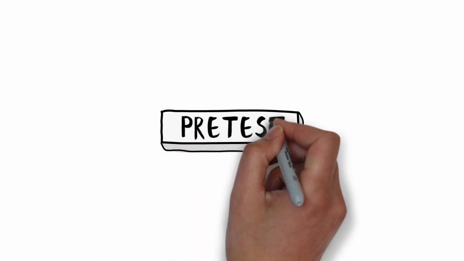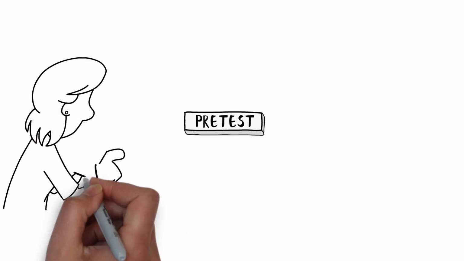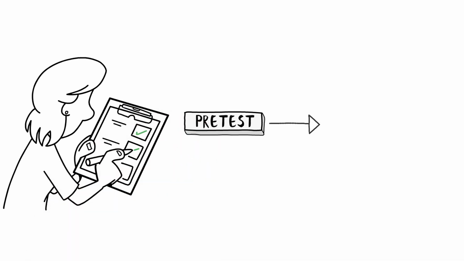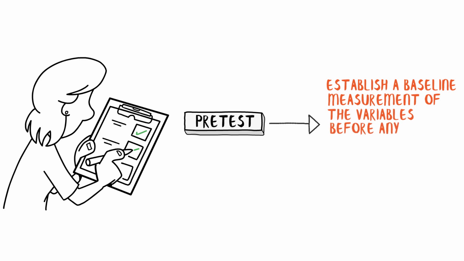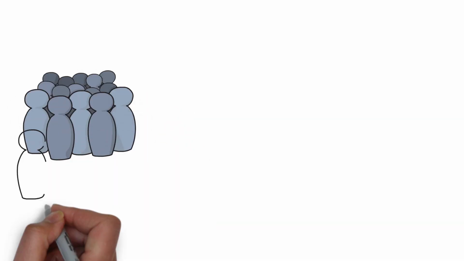The use of a pretest in research design can serve several purposes and contribute to the overall quality of the study. A pretest can establish a baseline measurement of the variables before any intervention or treatment is applied. This will serve as a reference point for comparison with post-intervention measurements and allows for an evaluation of any changes or effects resulting from the intervention.